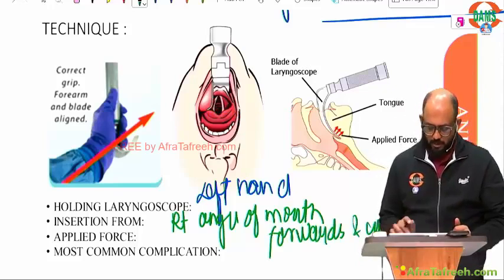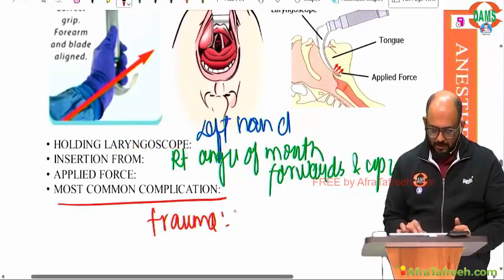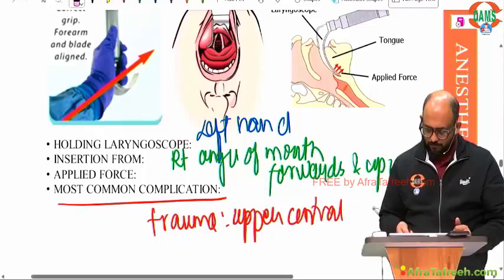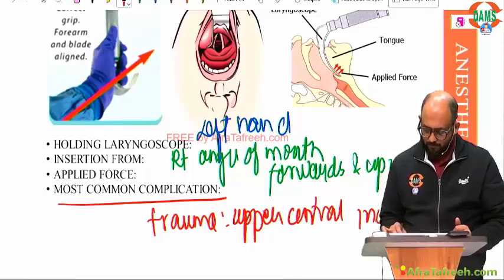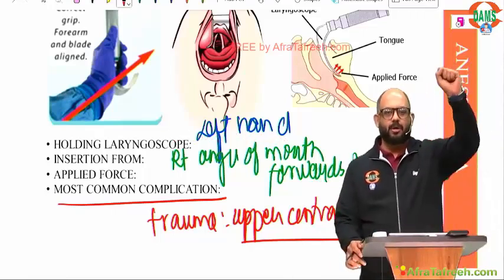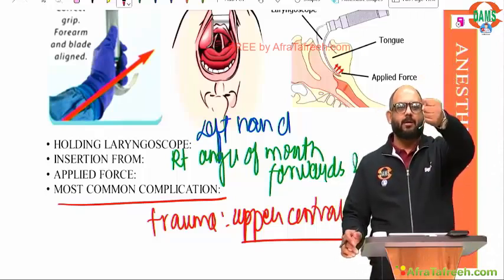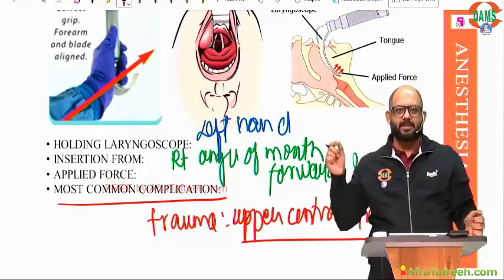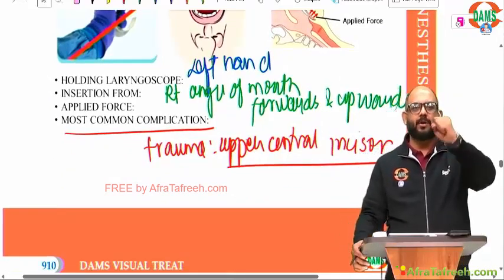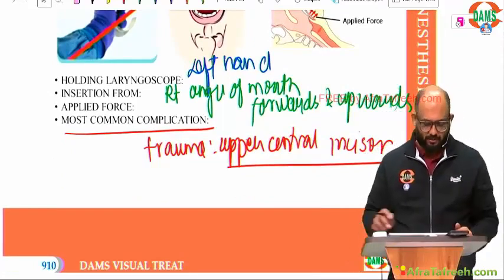Use your shoulder. The most common complication is trauma to the upper central incisor. So hold the laryngoscope in the left hand, insert from the right angle of mouth, sweep the tongue towards the left, lift using your shoulder forwards and upwards, and intubate with your right hand. Most commonly, the upper central incisor is injured when you use your wrist and put leverage, and that is when you get the most common complication.